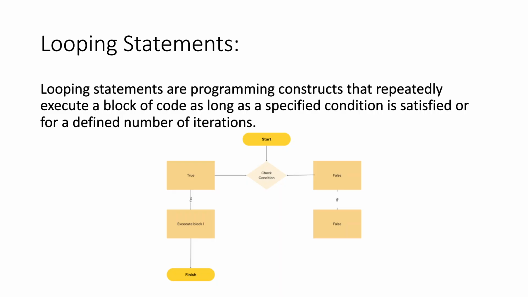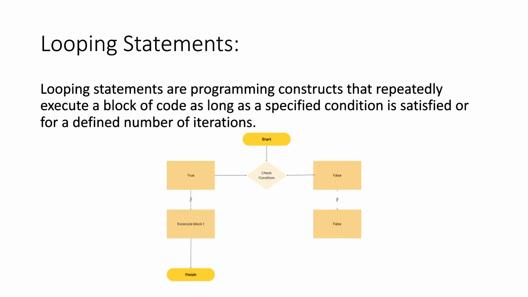We give a statement and then it technically just loops back. It checks a condition, and until the condition is satisfied or unsatisfied, it's just going to keep looping back to the same statement again and again. According to the C++ official definition, looping statements are programming constructs that repeatedly execute a block of code as long as a specified condition is satisfied or for a defined number of iterations. So that's decision statements and looping statements.